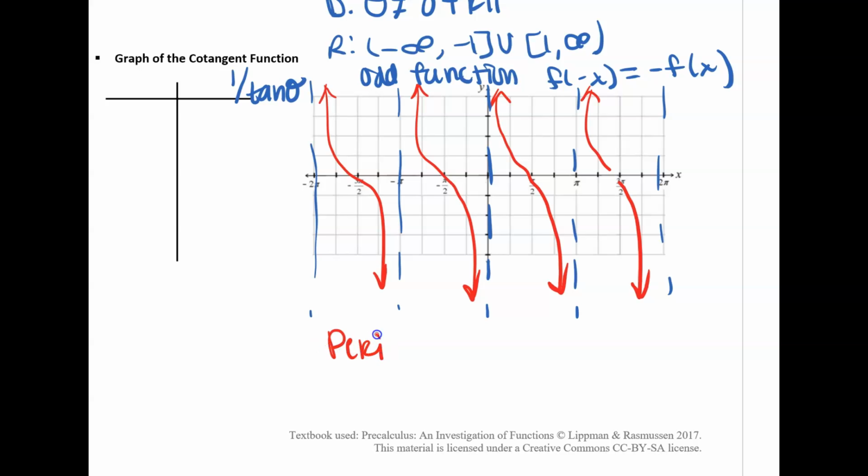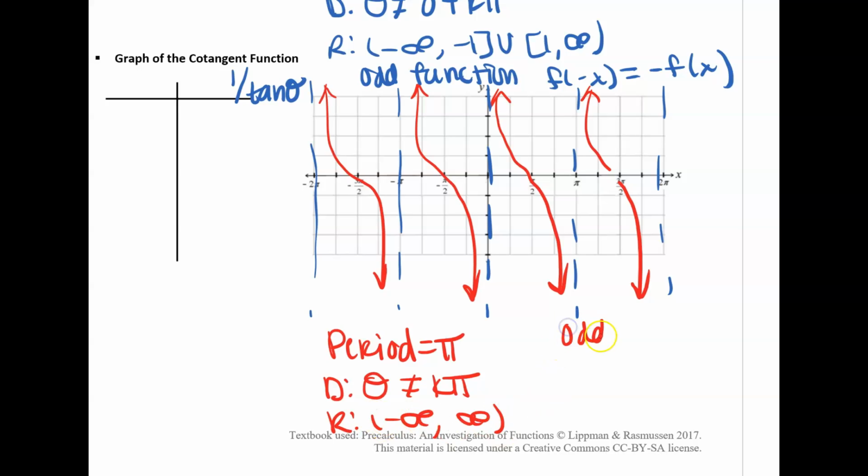The period of this one is equal to pi, like it was for tangent. The domain, theta, cannot equal k pi. Your range is negative infinity to infinity. And this is an odd function, so f of negative x is equal to negative f of x. But again, we can follow the same conversations like we were doing with our other functions, do our table of values, reciprocating all of our tangents, but this is the curve you're going to get.